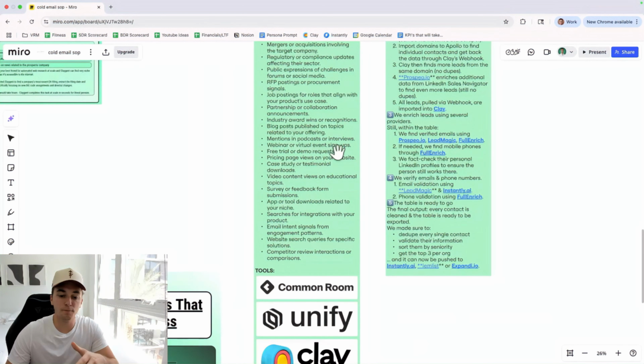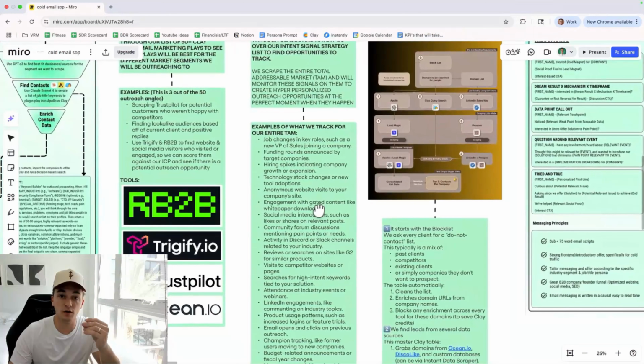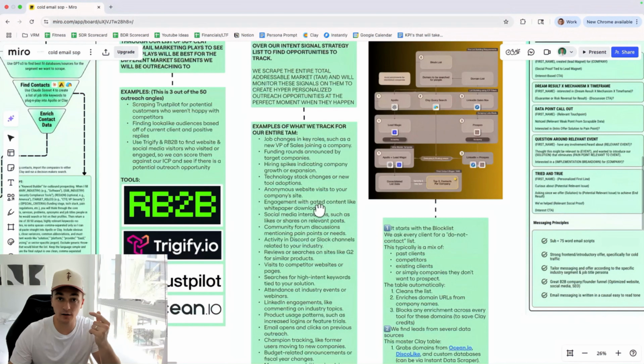And then when one of these signals happens, it will take them and send them to a different Clay table to personalize an outreach message in live time, right? So let's say a company just raised funding. We're reaching out to them the next day, okay? We're not like, hey, we saw you raise money 3 months ago. No, we're tracking our whole market for any of these companies that might raise money.